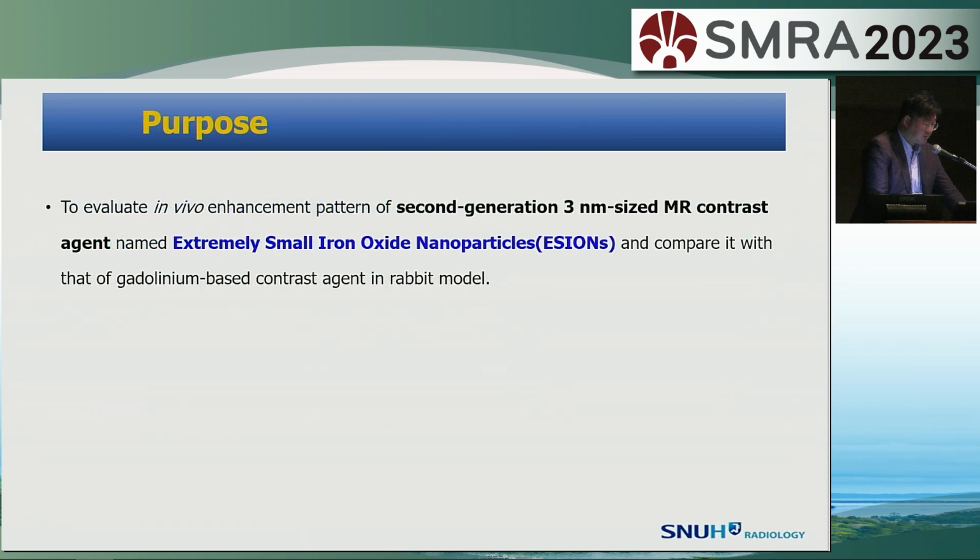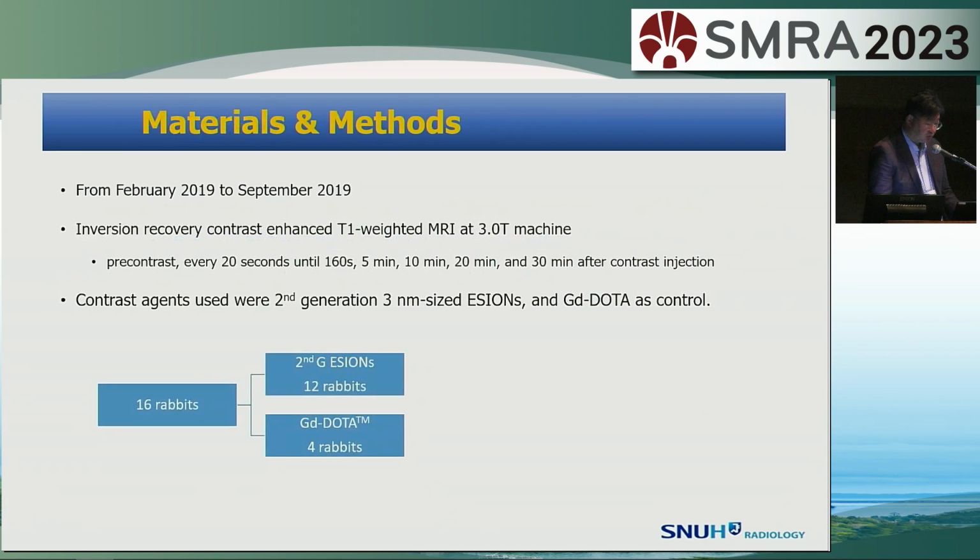The purpose of this study is to evaluate this extremely small iron oxide nanoparticle. I will call it ESION, as a dynamic MR angiography contrast material, and compare it with gadolinium. We used 16 rabbits, 12 assigned to ESION, and 4 assigned to gadolinium.